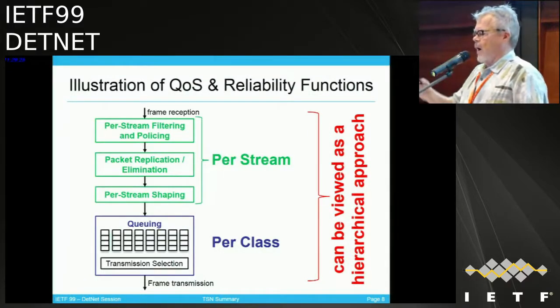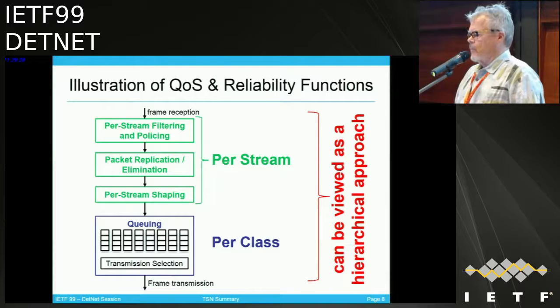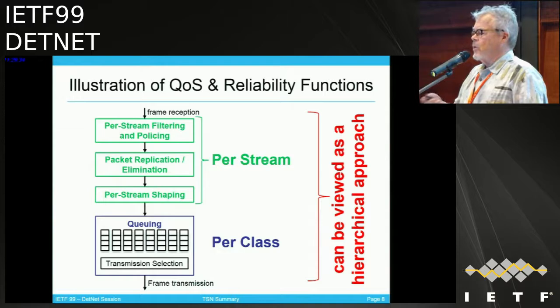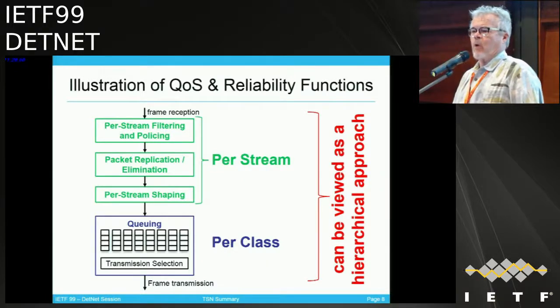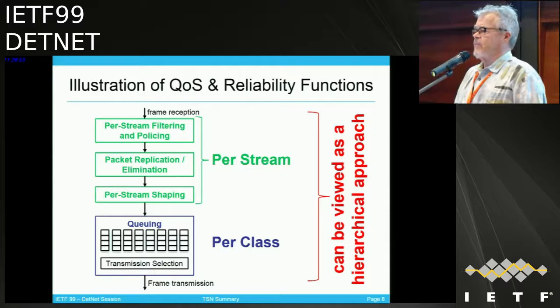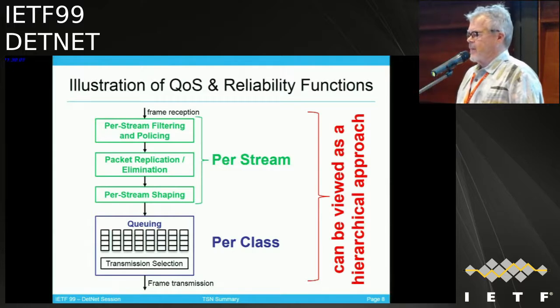This is an example of how, in a network relay node, you can get these QoS and reliability functions. It is a hierarchy. You'll notice there's nothing in this diagram about selecting which port to forward it on. That's the routing function, the bridging function, the forwarding function. That's not our business. We're talking about QoS. We do per stream filtering and policing. We do the packet replication and elimination, and we do per stream shaping, and we do per class queuing in this model.